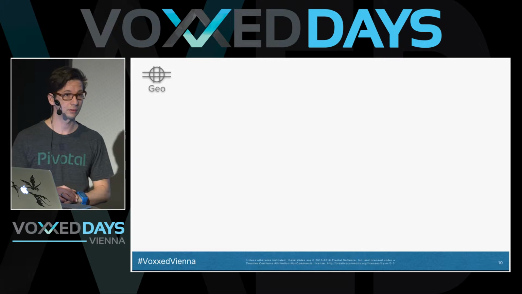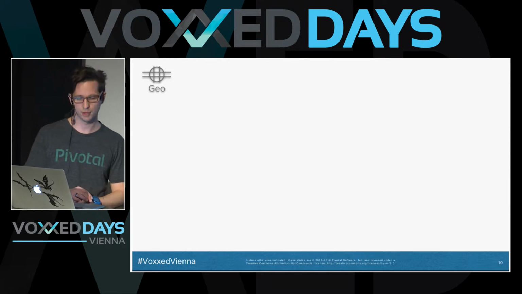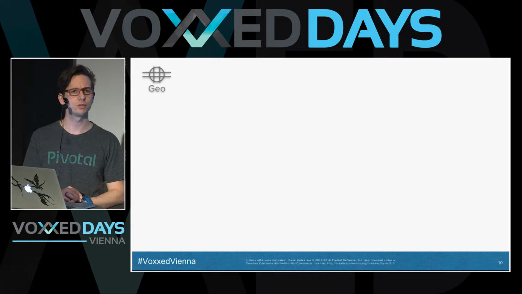The geo commands, those have been added in the 3.2 version, so if you happen to use it, by the way, anyone using Redis in here already?